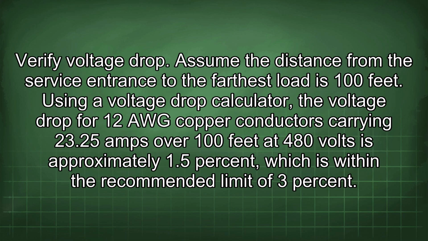Verify voltage drop. Assume the distance from the service entrance to the farthest load is 100 feet. Using a voltage drop calculator, the voltage drop for 12 AWG copper conductors carrying 23.25 amps over 100 feet at 480 volts is approximately 1.5%, which is within the recommended limit of 3%.